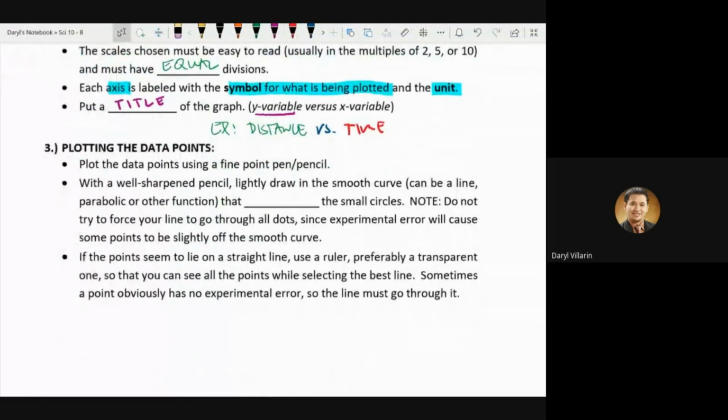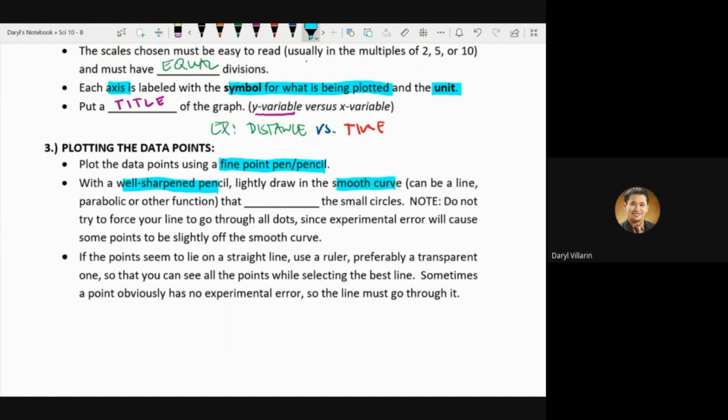So the third step is you need to plot your data points. So you use a fine point or pencil when trying to do this particular part. So with a well sharpened pencil, lightly draw a smooth curve.